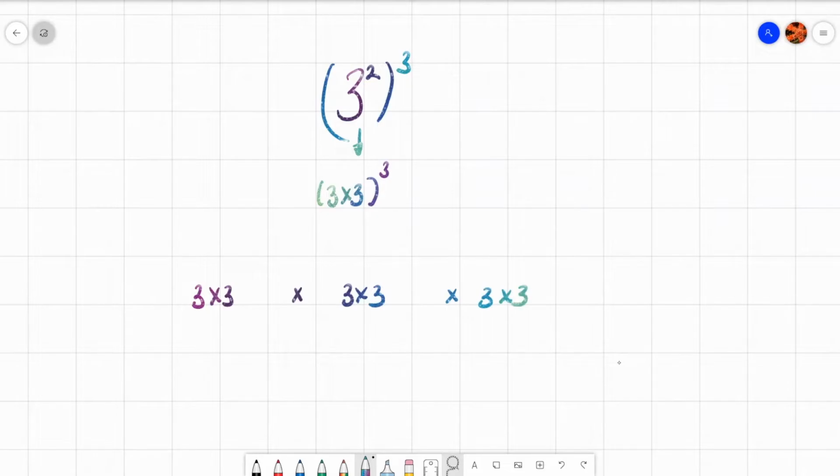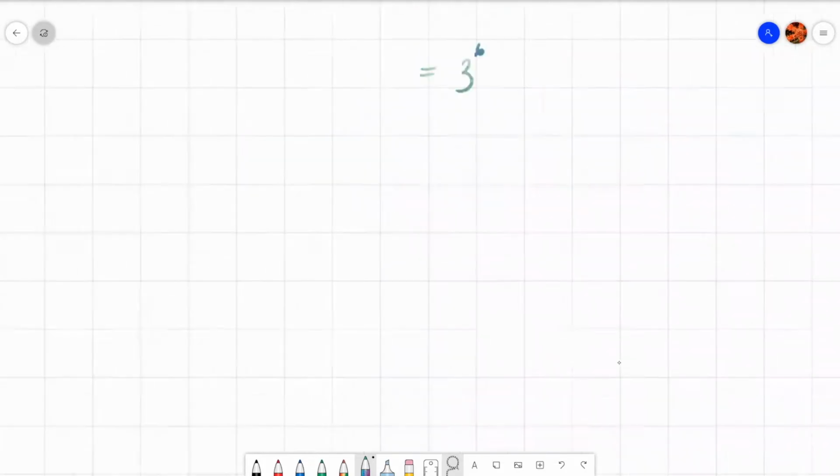Because 3 squared is 3 times 3, and then I've got to cube it, which means I've got to multiply that by itself 3 times. Well, how many times have I multiplied 3 by itself here? 1, 2, 3, 4, 5, 6. 3 to the power of 6. And what do we notice about the powers? How can we get the number 6 from 2 and 3? Well, we multiply the powers when we have a bracket. Let's have a look at another example like this then.